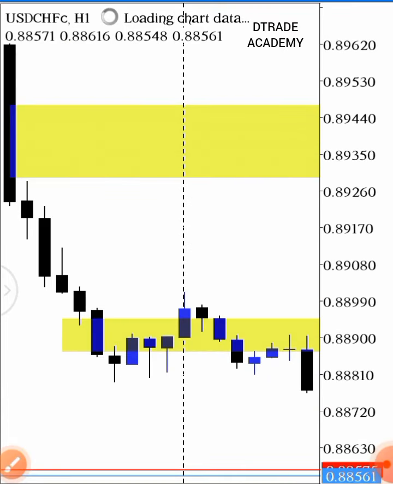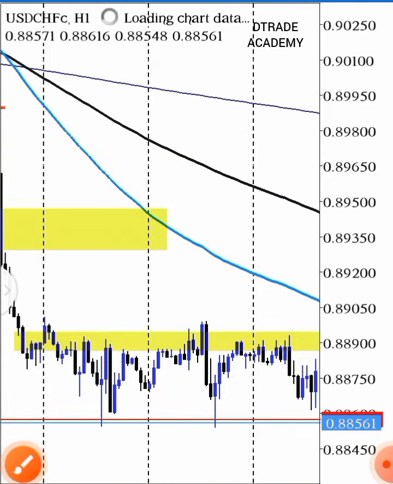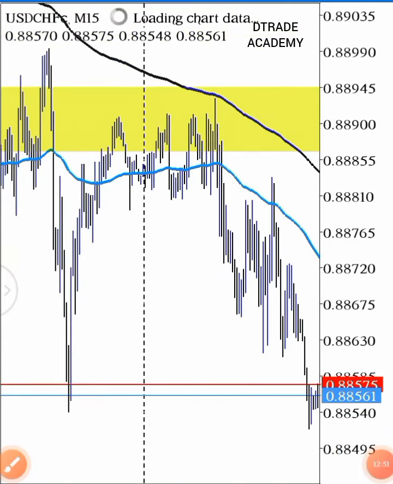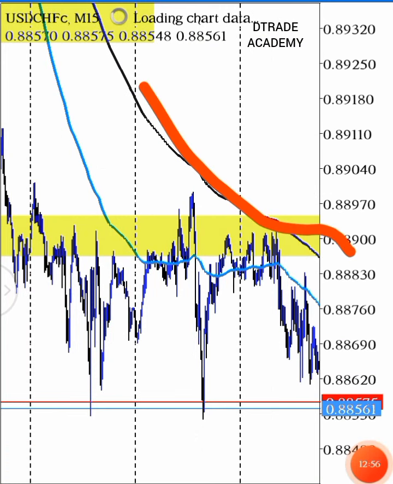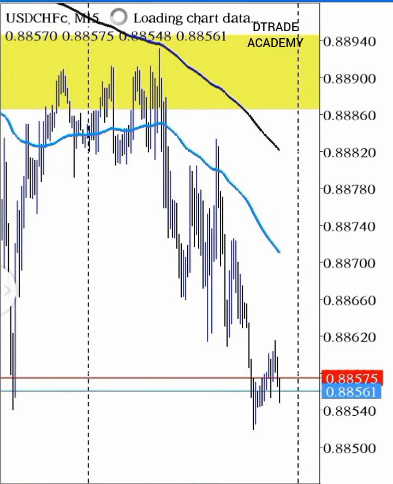Now this is another imbalance. 1, 2, 3. You can see that if you mark the first wick and the third wick, this is an imbalance. Price filled that zone and then went down. Why did price sell? Price sold because when you come to our entry model on M15, we see price coming from our black EMA crossing our blue EMA downward. So this tells you to sell.